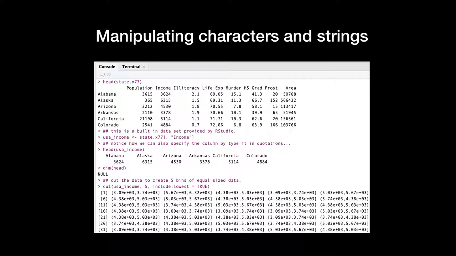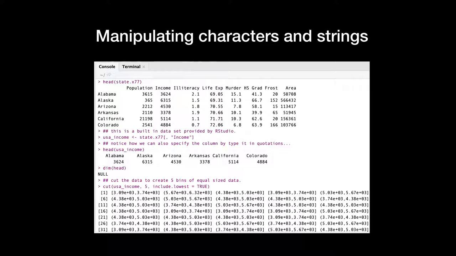If we take a look at the third input line, you see USA income. What we're doing here is separating the column that refers to income from the original data point, which is state.x77, and we're going to pass just the income column onto one variable. Notice how we can also specify the column by typing it in quotations. That can either be a name, or you can even use index notation to subset the data frame.